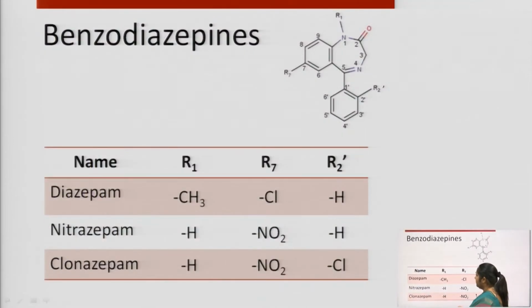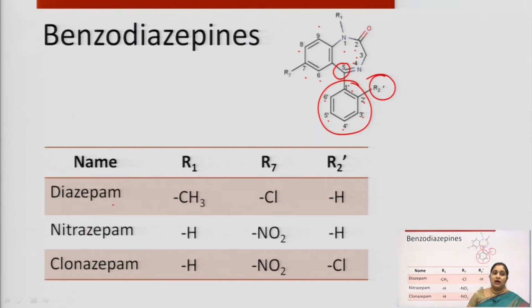So, let's start with diazepam. When we talk about the numbering, as already mentioned, 1, 2, 3, 4, 5, 6, 7, 8, 9, and at position number 5 there is already a benzene ring, which is further numbered 1 dash, 2 dash, 3 dash, 4 dash, 5 dash, 6 dash, and this position is R2 dash. We have a substitution at R7, and at nitrogen number 1 as R1.